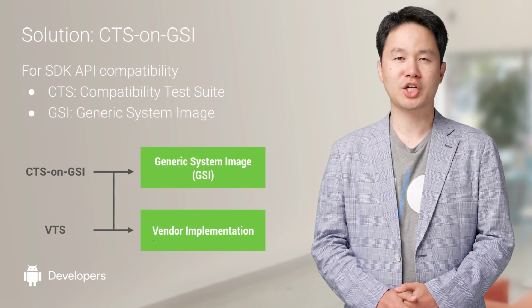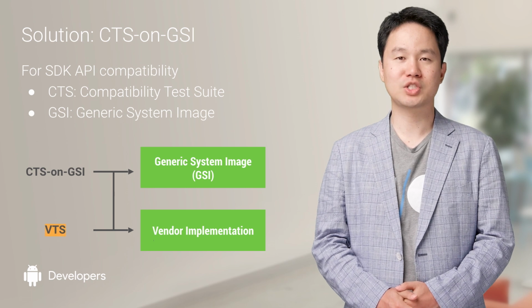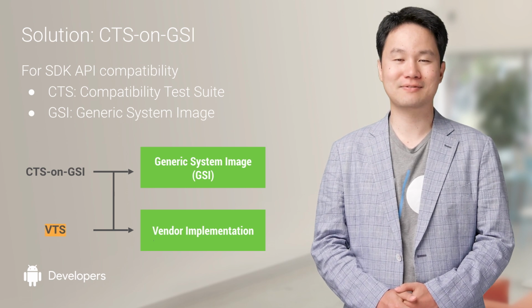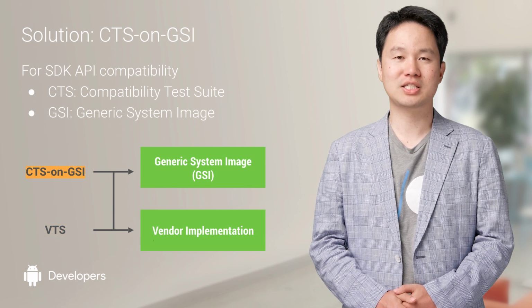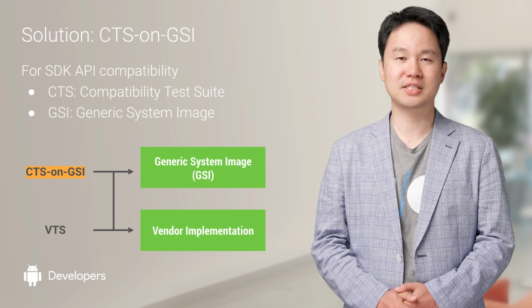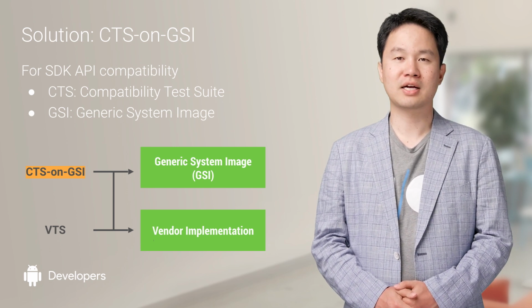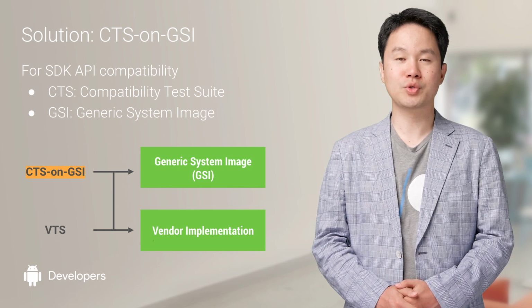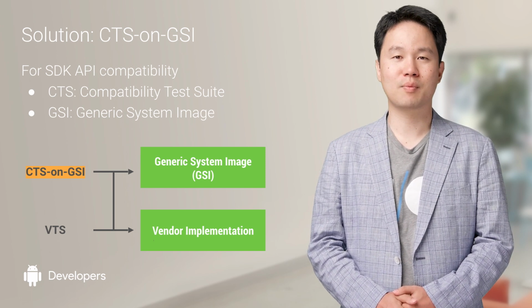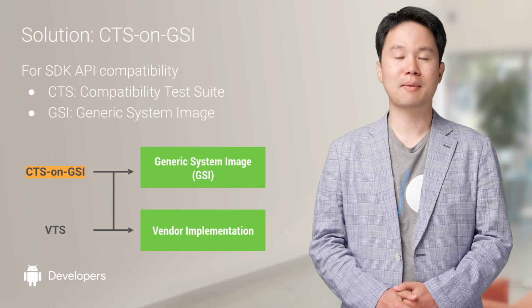This vendor interface layer is ensured by VTS, which directly checks vendor interface API surfaces, and CTS on GSI, which indirectly checks the vendor interface surfaces through a generic system image, shortly GSI. GSI is distributed as part of Android open source project and can be run on top of all vendor interface implementations that pass VTS. In this year, we have significantly enhanced VTS and its companion test suite, CTS on GSI, that stands for Compatibility Test Suite on Generic System Image.